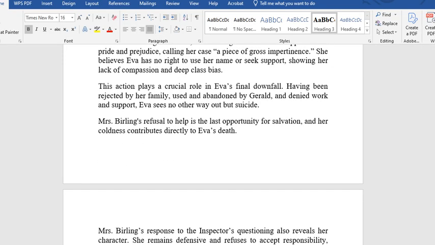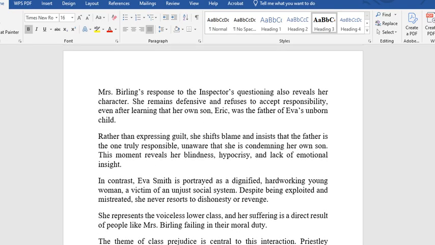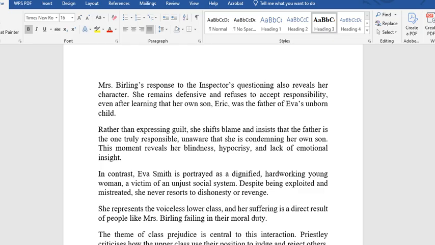This action plays a crucial role in Eva's final downfall, having been rejected by her family, used and abandoned by Gerald, and denied wealth and support. Eva sees no other way out but suicide. Mrs. Birling's refusal to help is the last opportunity for salvation, and her coldness contributes directly to Eva's death. Mrs. Birling's response to the inspector's questioning also reveals her character. She remains defensive and refuses to accept responsibility, even after learning that her own son, Eric, was the father of Eva's unborn child. Rather than expressing guilt, she seeks blame and insists that the father is the one truly responsible.